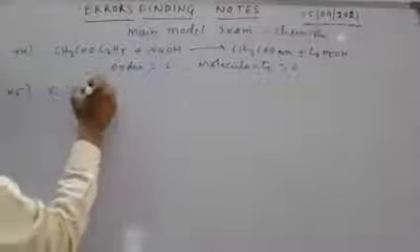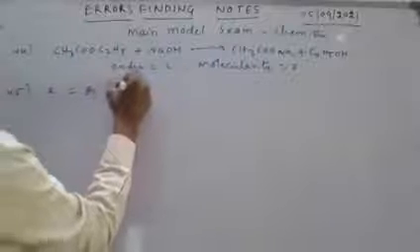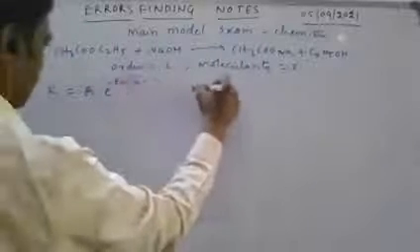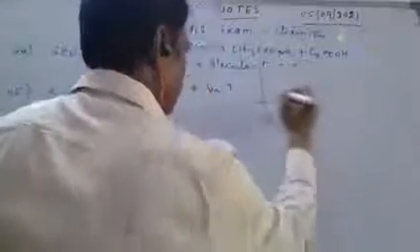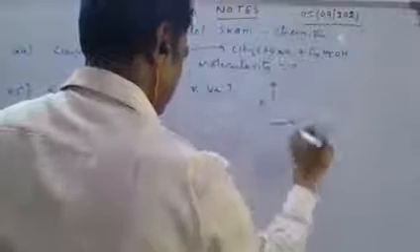Question number 45, Arrhenius equation, K is equal to A into e to the power minus Ea by RT. Here K versus T, you get an exponential graph. Exponential graph means this is the graph. K here, this is T, e to the power, exponential graph.